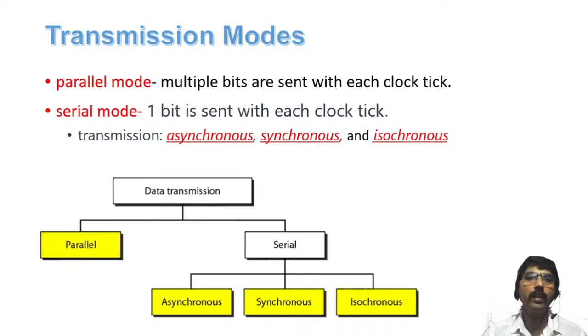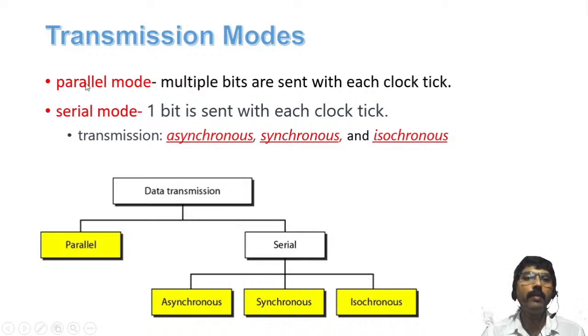Next one is called transmission modes. Transmission mode explains, when we have to send some data, whether we are sending the data bit by bit, or we are grouping the bits and sending that group at a time. That is explained by transmission modes.